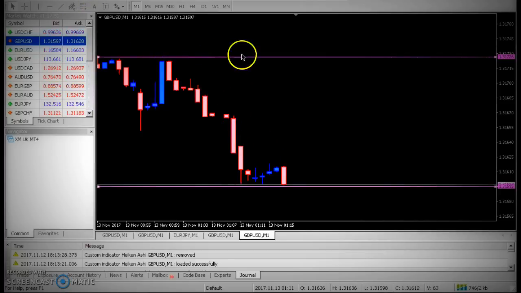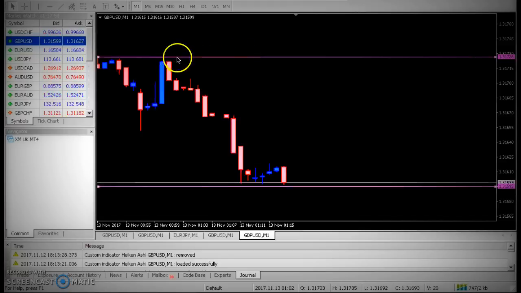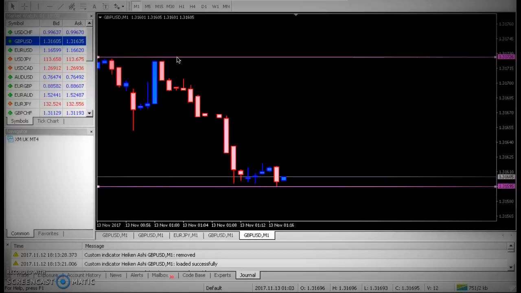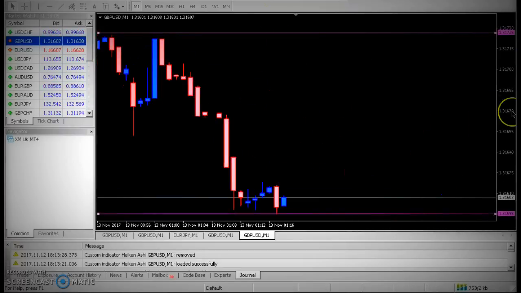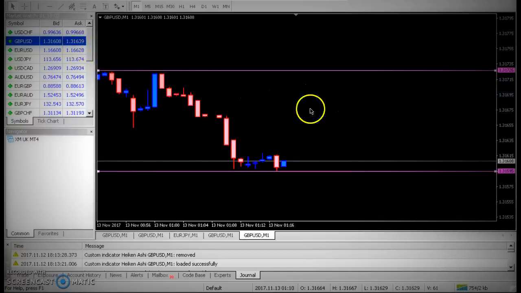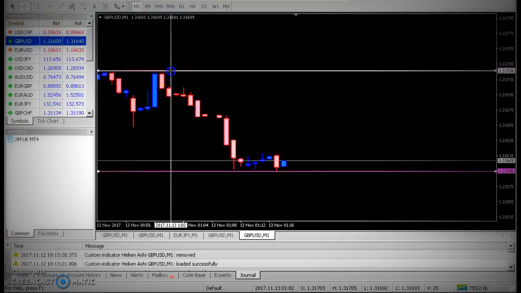We start with the horizontal lines. We want to isolate the range that the price has been in for however long. So we've isolated top to bottom this range that you see, and we're just going to use the measuring tool in MetaTrader 4 right here, this crosshair, and we're going to measure how many pips this is. So this is about 13 pips.